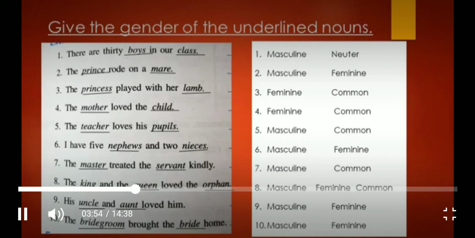King, masculine. Queen, feminine. Orphan is a common gender. Who is an orphan? An orphan is a child without parents, so it's a common gender. Uncle, masculine. Aunt, feminine. Bridegroom, masculine. Bride, feminine. Home is a neuter gender, but it is not underlined, so you can leave it.